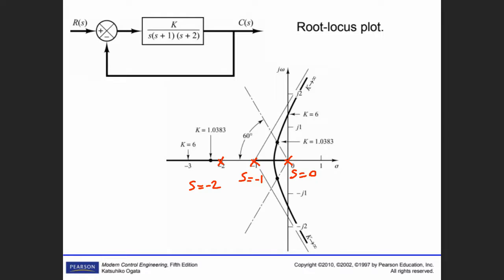So starting from these k equals 0 values, when you increase k, your curve is going to increase like this.